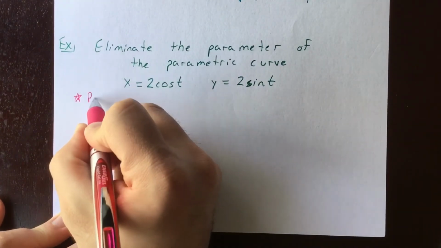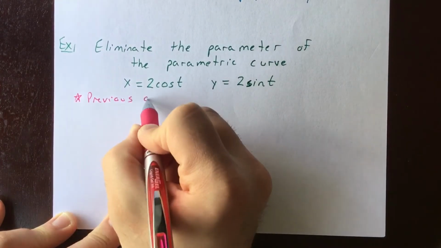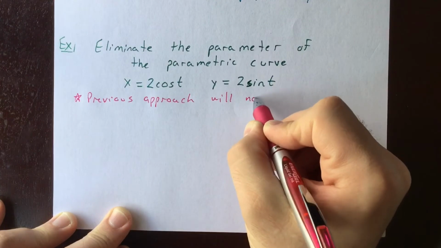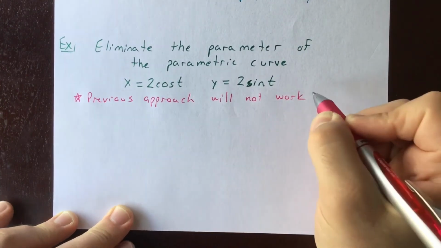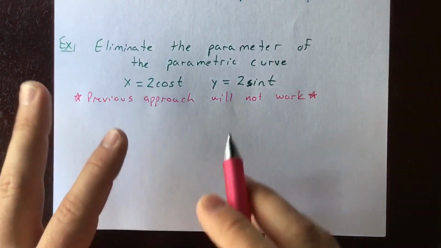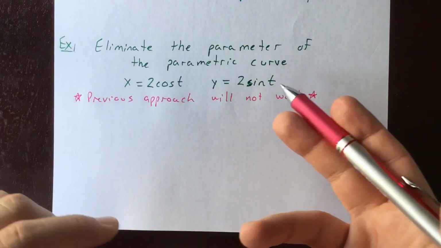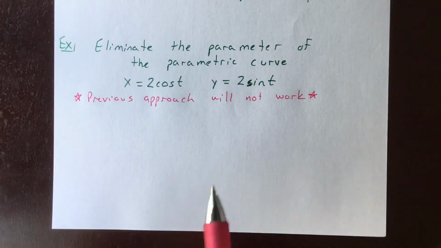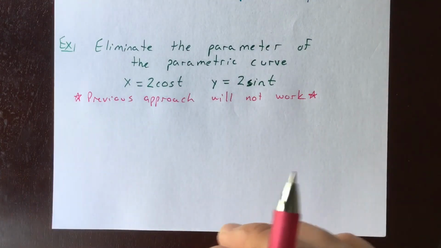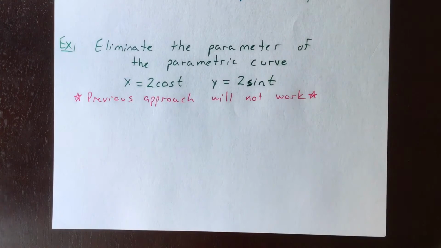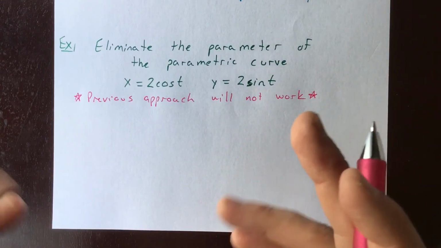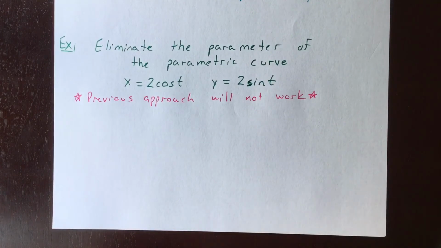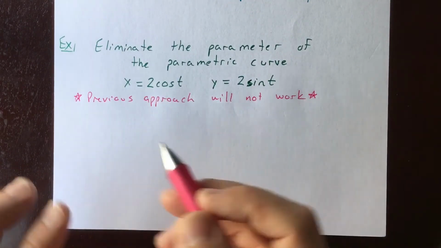So the previous approach will not work. Because when I solve for t, we're going to have arc cosine or arc sine, and then we'll have to insert that into the other equation. It just doesn't do anything for us. So what we're going to have to think about here is, actually, let me ask you this. Knowing our trig identities, what happens when I square both of these and add them?